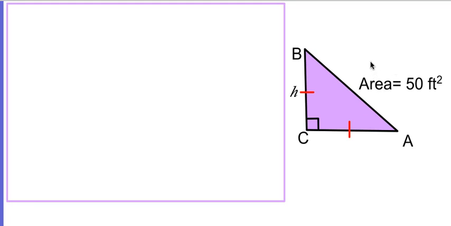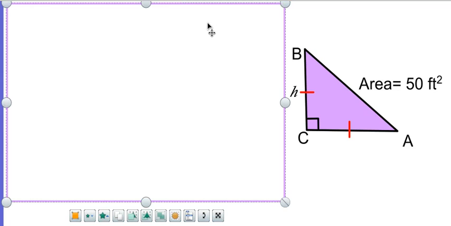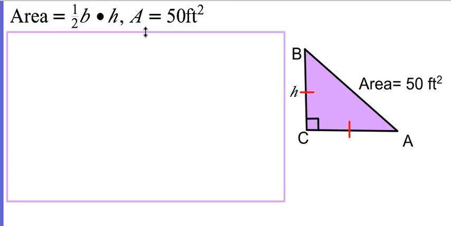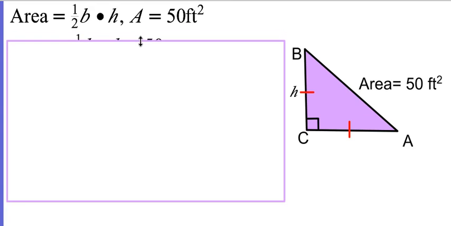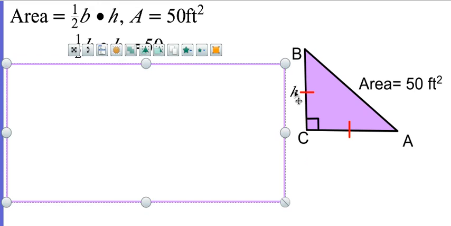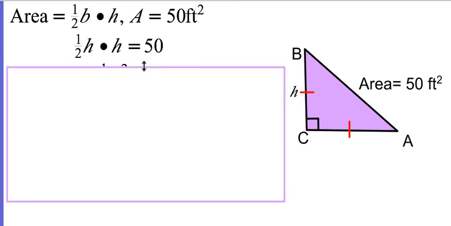So think about the formula for the area of a triangle. And if you thought 1/2 base times height, then you would be correct. So we were given that the area is 50 square feet. Now we're just going to substitute what we know. Since it's an isosceles triangle, both the base and the height can be h, as that is the unknown that we're using here. So we have 1/2 h times h is equal to 50. And now we just need to solve this equation.